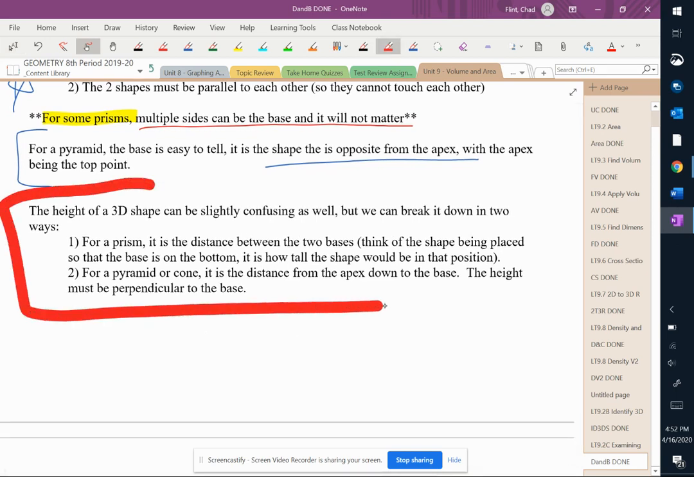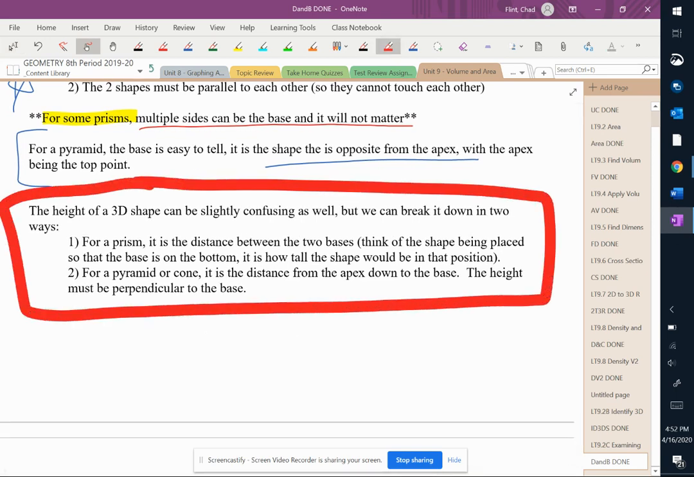Okay, the height. So the height of a three-dimensional shape sometimes is confusing. Oftentimes it's not. For cylinders and cones and pyramids, I don't think it's confusing where the height is, but for prisms, it might be. So for a prism, it's the distance between the two bases. And I'll show you this when I do some problems. You have to think of that box. If it's not sitting on its base as the bottom, you have to think about it turning. And how far would it stand up if it was actually sitting with its bottom placed on the ground?